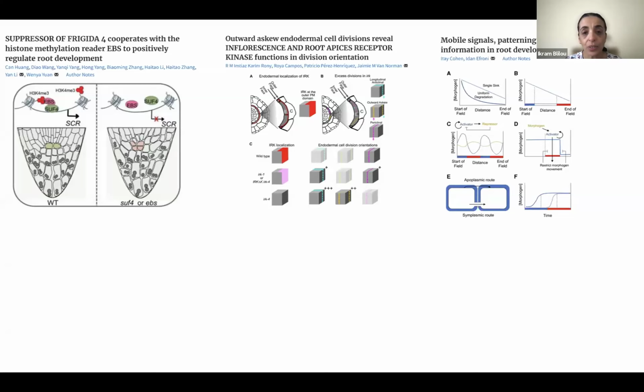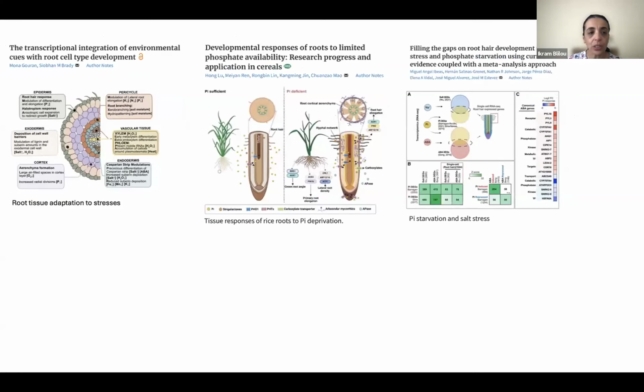Then we have another beautiful article, which is from Imtiaz et al. from Jamie's lab, where they looked at some receptor-like kinases called ERK1, and they show how the division's orientation is controlled by these receptor-like kinases. And of course, Idan is here. He will talk a little bit about mobile signal during root development, focusing on the flag model, morphogen gradient, etc. So I will not go much into it.